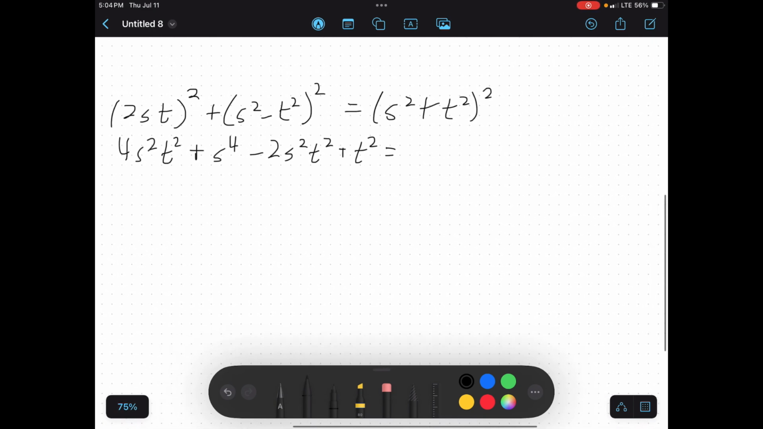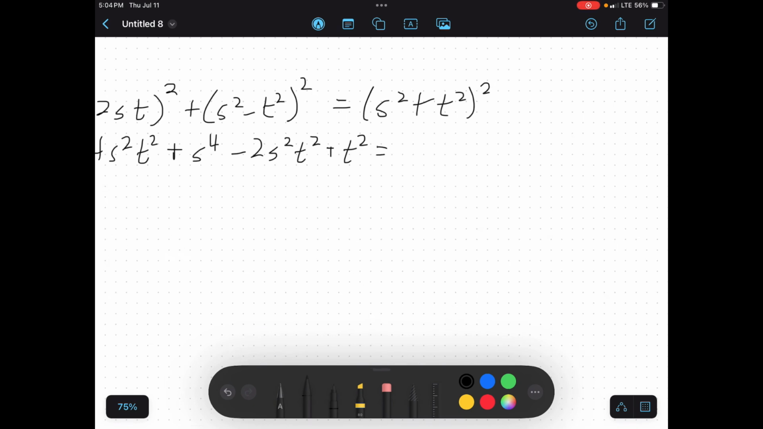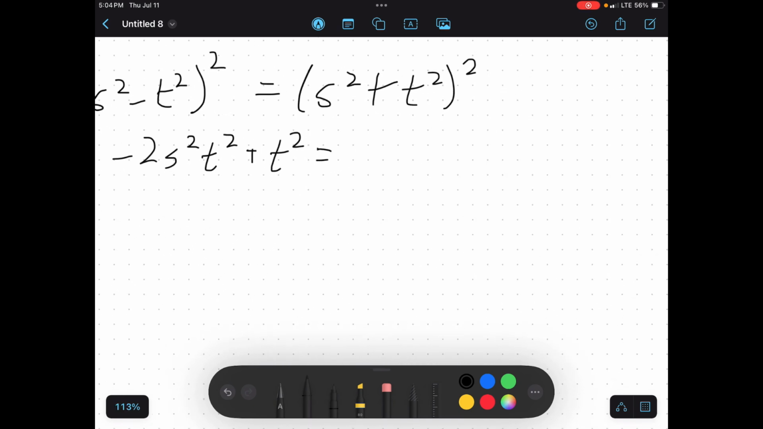Zoom out to give myself a little more room here. So s squared plus t squared, squared, what that's going to wind up being is s to the 4th.